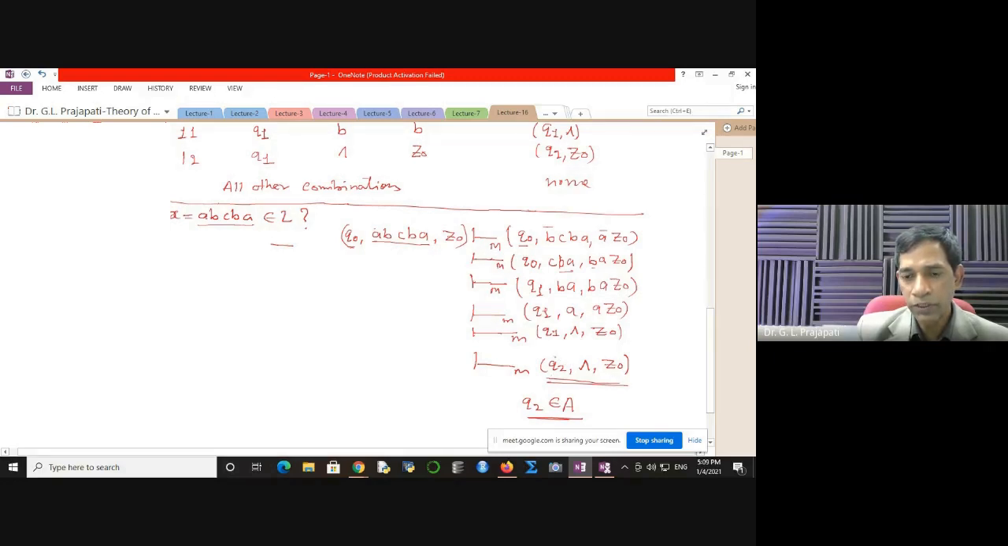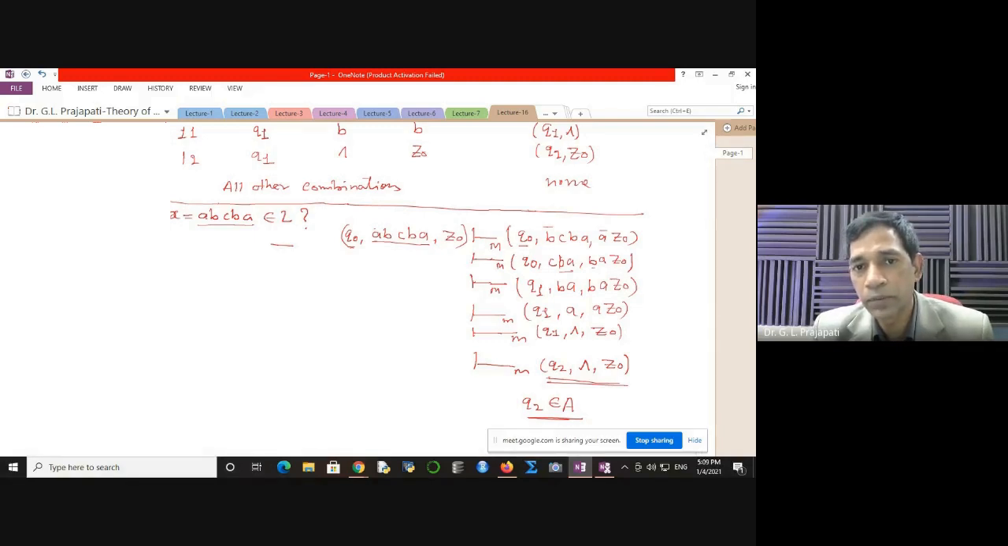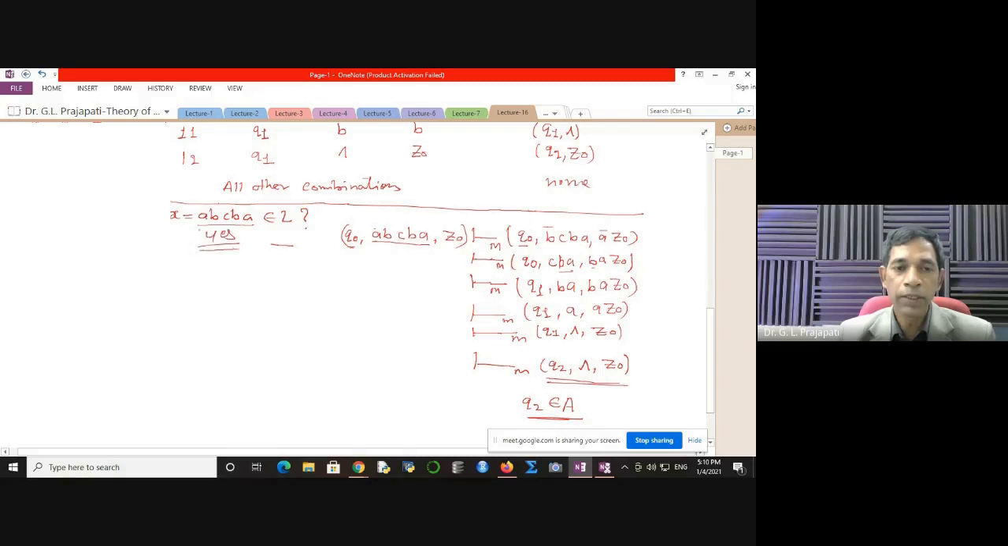Your machine is moved to the state Q2, which is the final state, and nothing to read next means your input is exhausted. Whatever be the contents of the stack, we don't mind. We can say that yes, this is the accepting configuration, and your machine is going to accept the string X. Answer is yes.